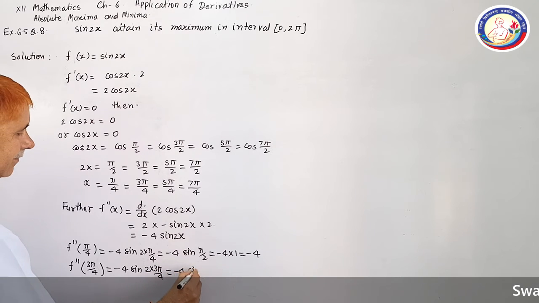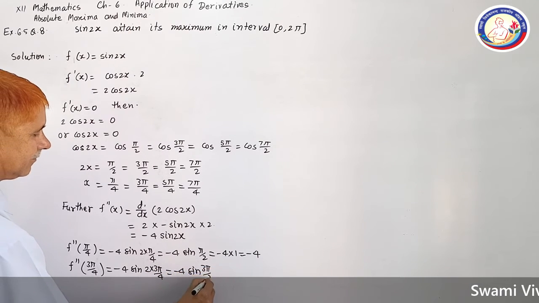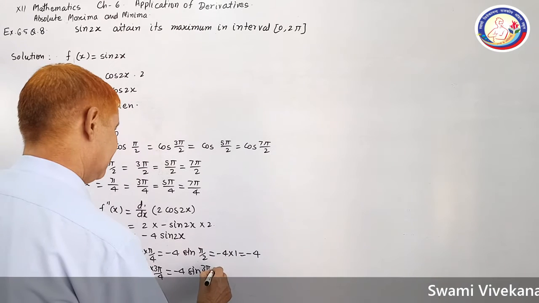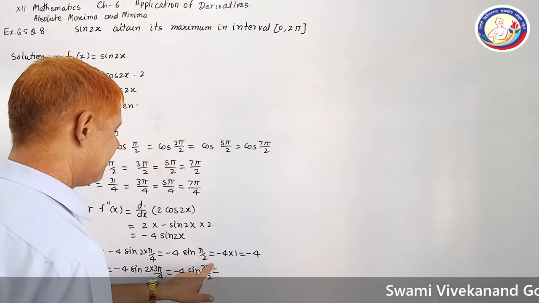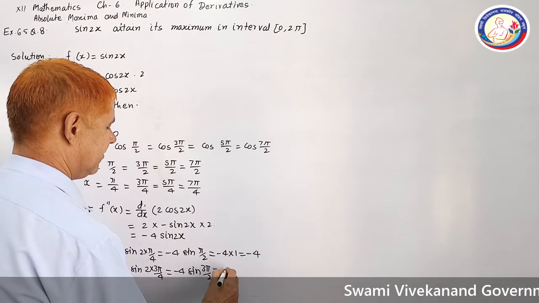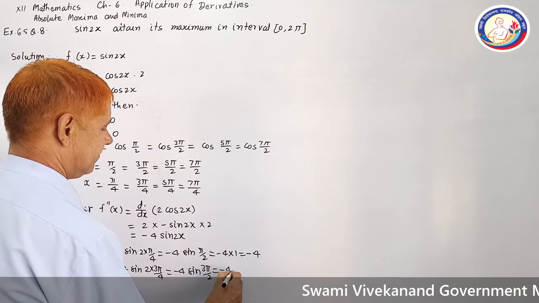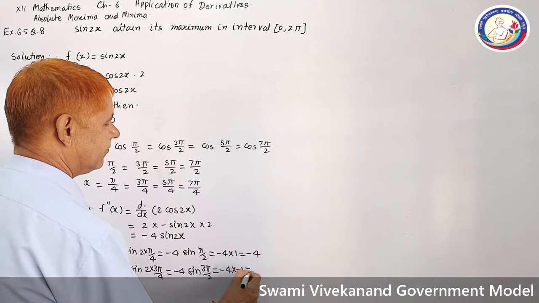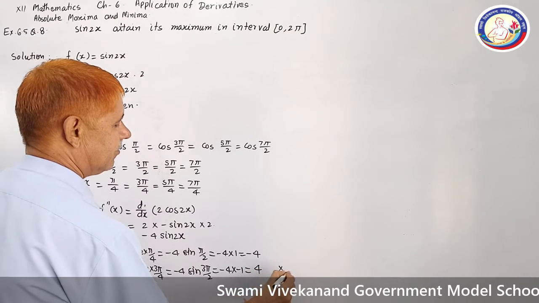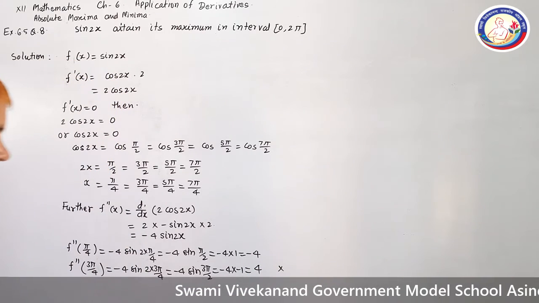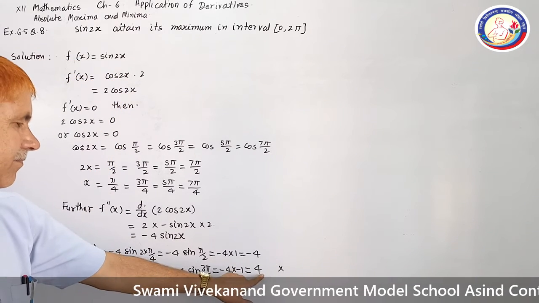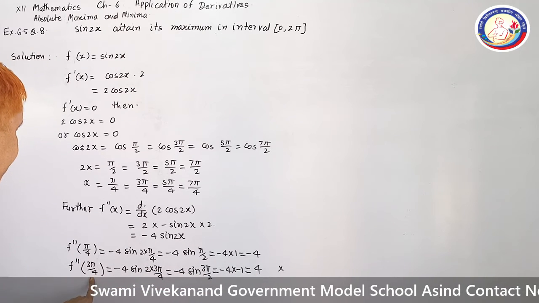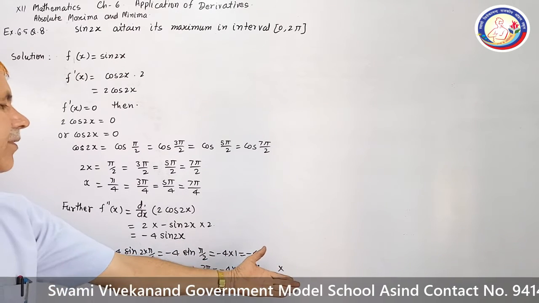Minus 4 sine 3 pi by 2. Here the value of sine 3 pi by 2 will be minus 1. Minus 4 into minus 1, that is 4. So this is not a point of maximum value. Here the value of function will be minimum.